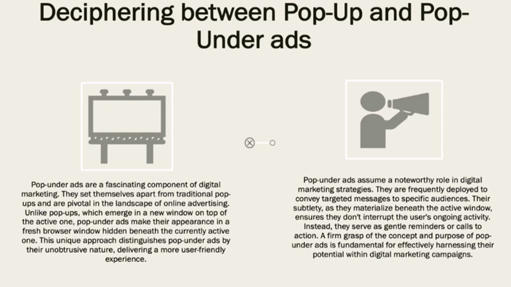Closely related are pop-under ads. These are a bit more subtle. Unlike pop-ups, they open in a new browser window but remain hidden beneath the active window. Users typically discover them only after they've closed or minimized their main browsing window. This makes them significantly less intrusive than traditional pop-ups, often leading to higher engagement potential due to their delayed and less disruptive visibility. They are ideal for promotions, newsletter signups, and highly targeted offers.